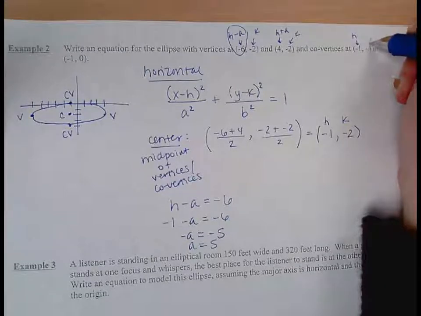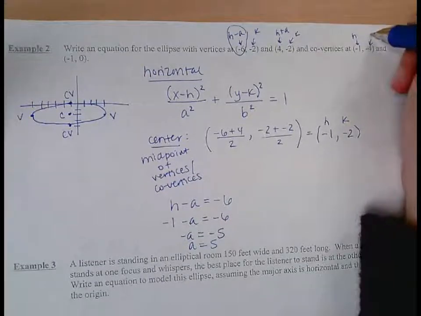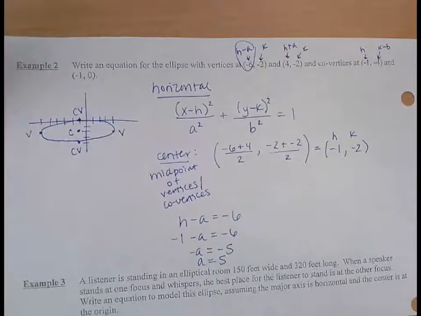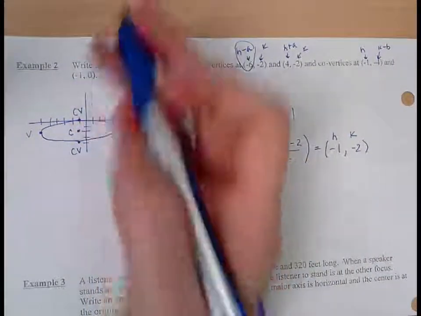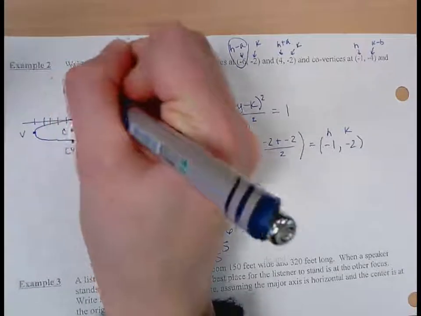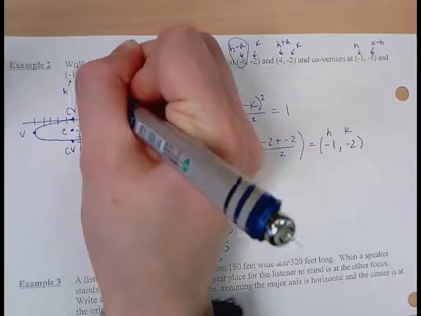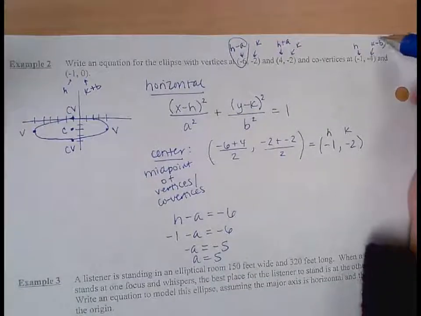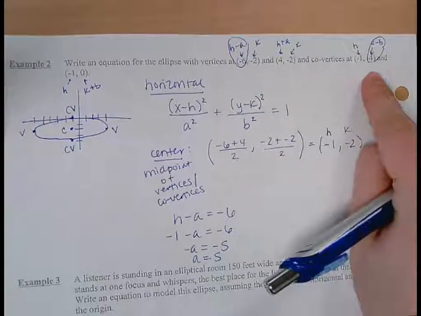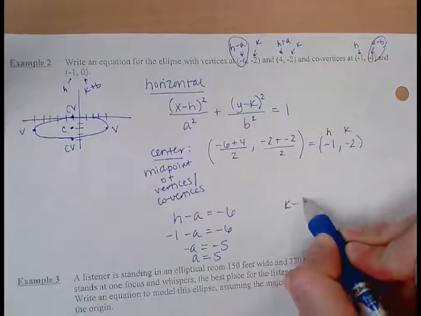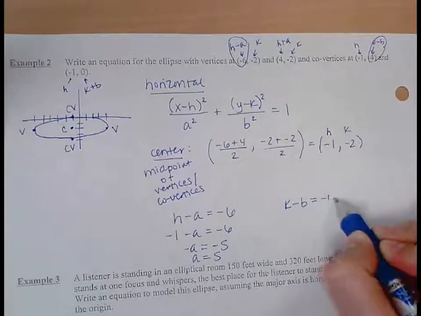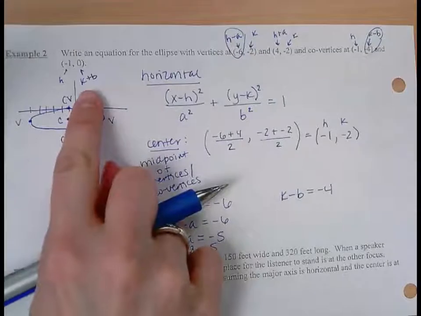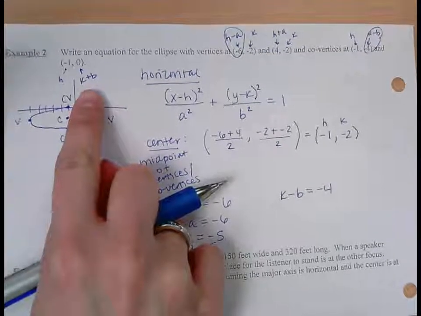And my bottom covertex has a formula off of my graphic organizer. The x-coordinate is h, the y-coordinate is k minus b. And then the (-1, 0), that x-coordinate is h, the 0 is k plus b. So I could set up two different equations. I'll just use this one. So I can set up the equation that k minus b is equal to -4. I could also set up that k plus b is equal to 0.